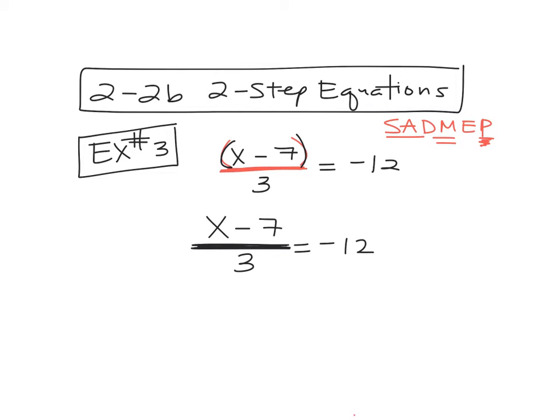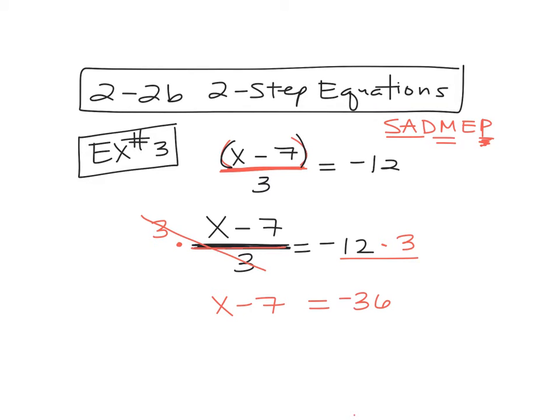So my first step here would be to multiply by 3. Why would I multiply by 3? To get rid of it, because right now we're dividing by 3, right? So you're doing the opposite. So if we're dividing by 3 now, we want to multiply by 3. Multiply by 3. So these cancel. We're left with x minus 7 equals, and then negative 12 times 3 would be negative 36. Okay?